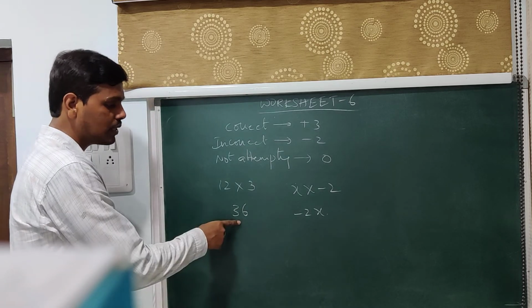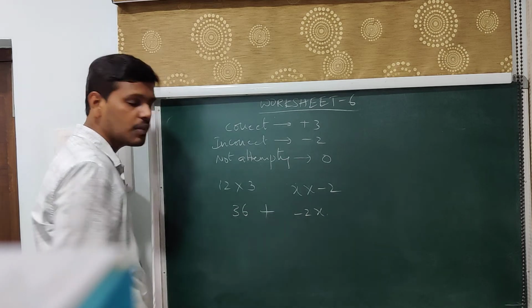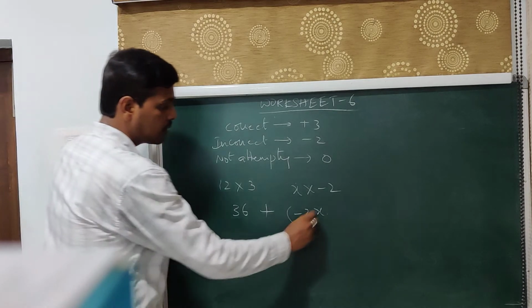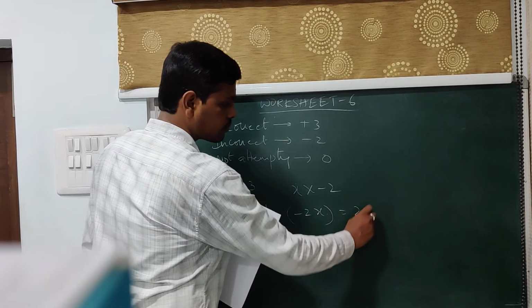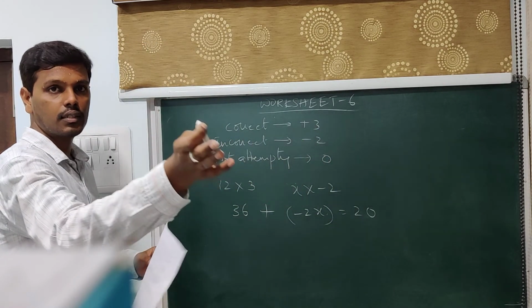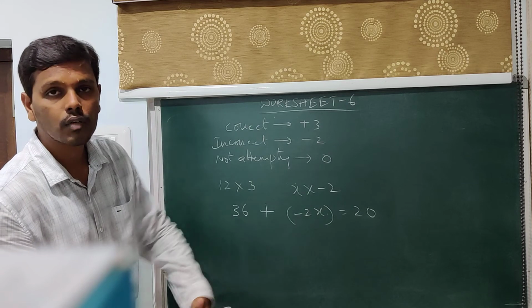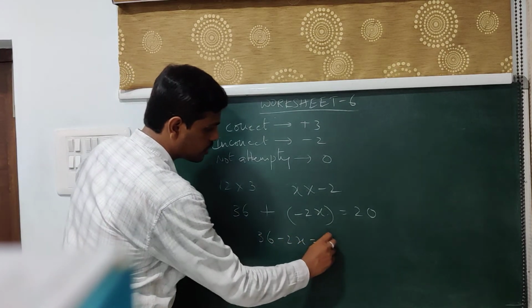So these are the marks obtained on correct answers. These are the marks obtained on incorrect answers. Now the summation is the total marks which she has obtained in that exam. And these total marks are given as 20. That is, she has got 20 in the exam, which means that this total is 20. Now plus into minus is minus. 36 minus 2x is equal to 20.